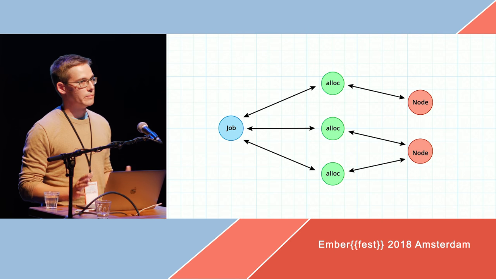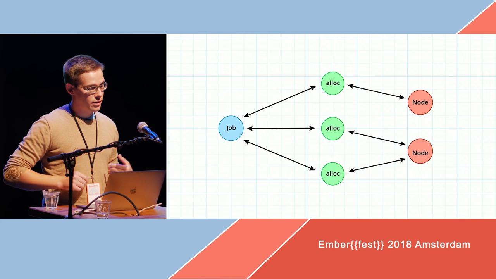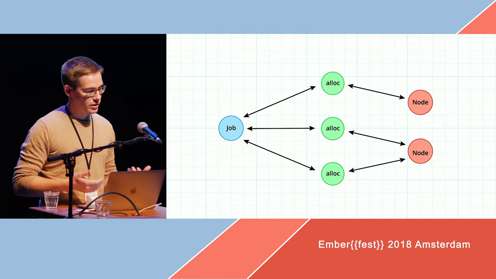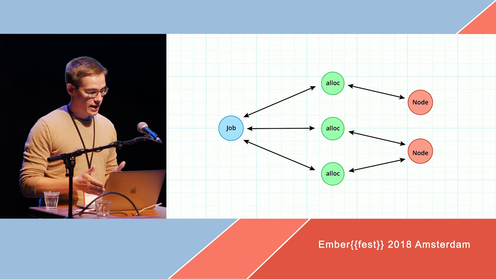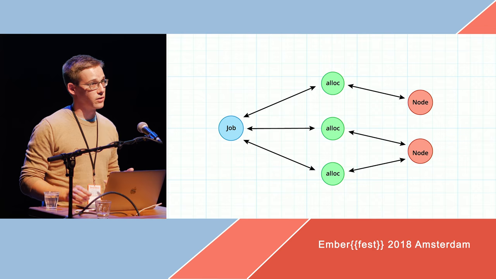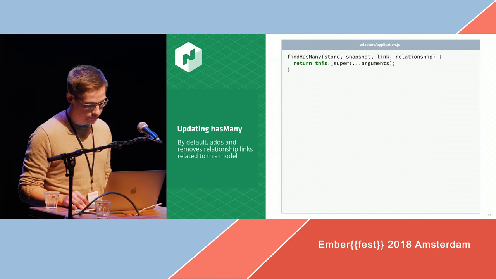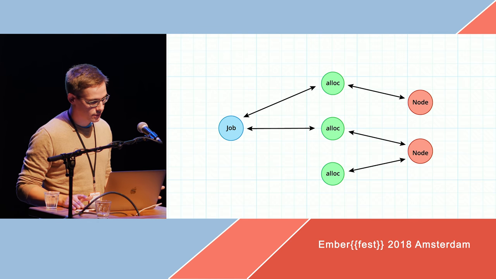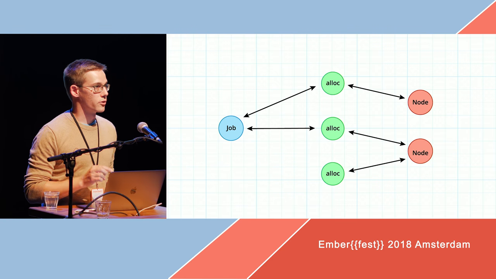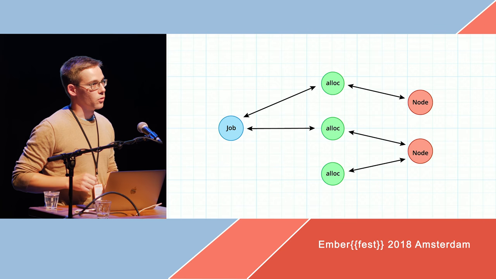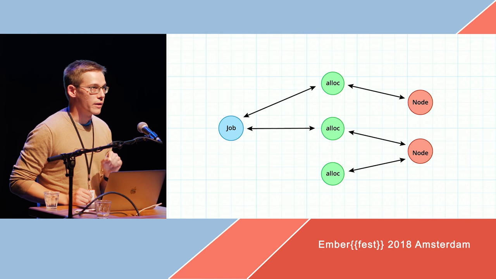This is kind of the object graph if you're looking at the has-many of a job. So say we want to update the allocation relationship of the job. Alloc and allocation is the same thing. So a job currently has three allocations, but those allocations also have other relationships to nodes. So if we just use find has-many out of the box, what we get is this. So job now correctly points at only two of the allocations, and the third one is quote unquote deleted if you're only looking at the job. Unfortunately, that allocation remains in the store, and we really want that thing gone.